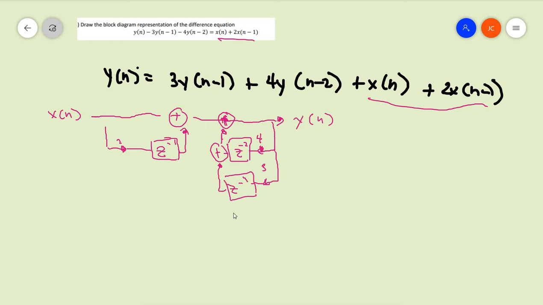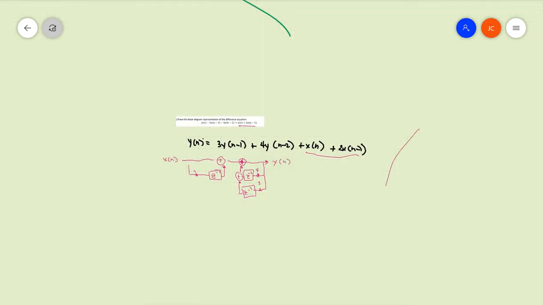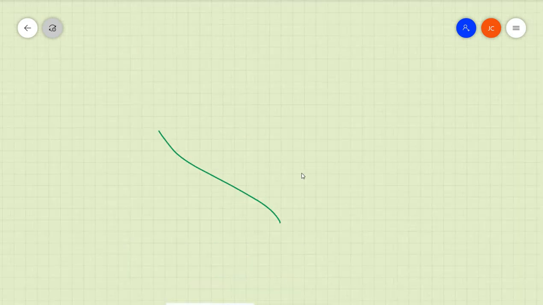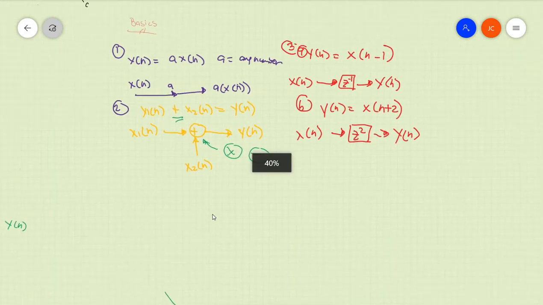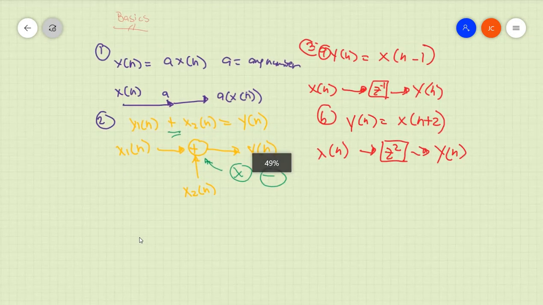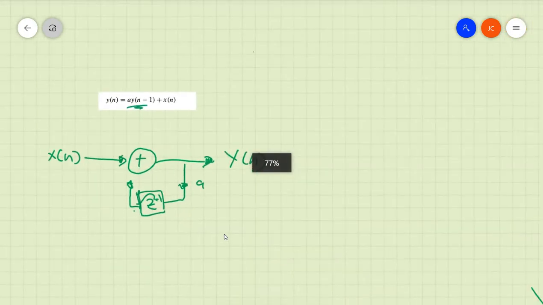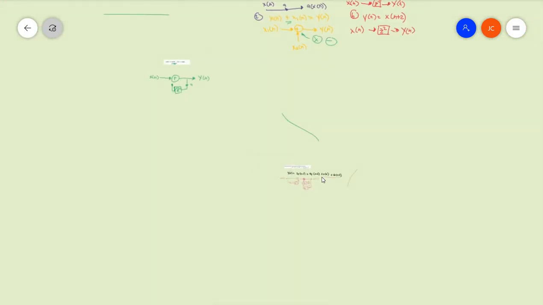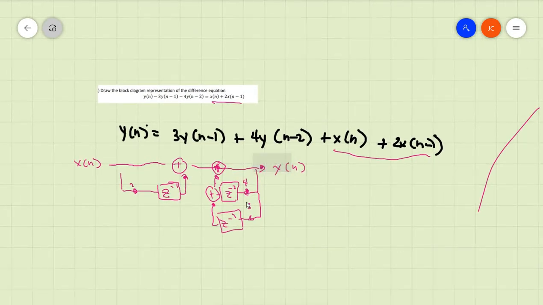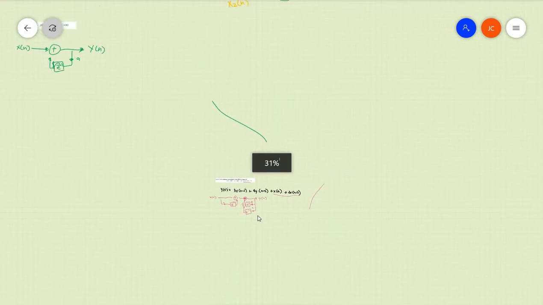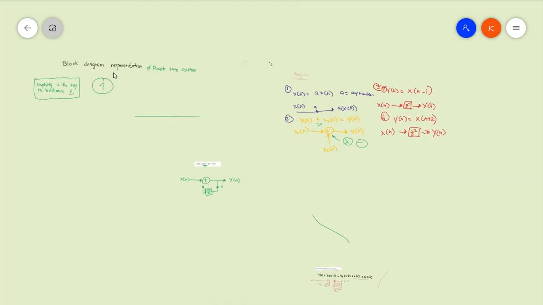Today we learned a lot about block diagram representation. Just to give a review, these are the basics that we've learned, this is our example, and this is our second example. So you can be confident dealing with block diagram representation.